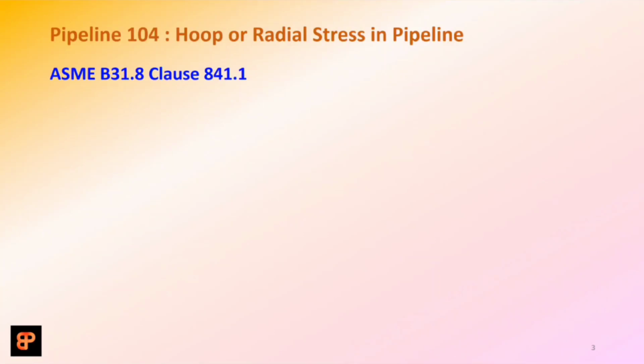Let's see the hoop stress or radial stress in the pipeline first. As per ASME B31.8, the clause number is not that critical, because as the version of the code changes, the clause number may change, but I have just given it for reference for the time being. As we have already seen earlier in the basic conceptual lecture, pipeline 102, the hoop stress is nothing but PD by 2T. Okay, and these F, E, T are the additional factors which we need to see now.